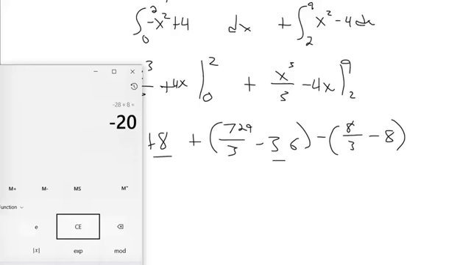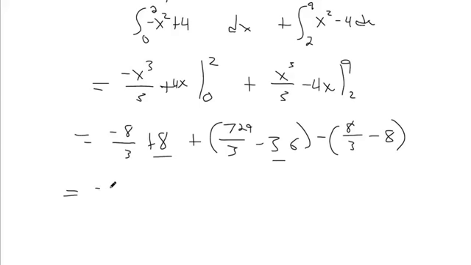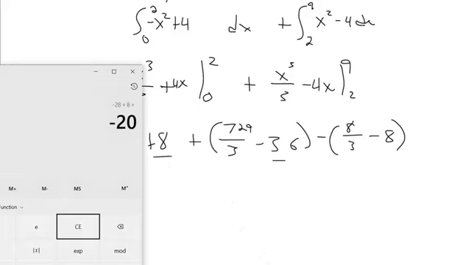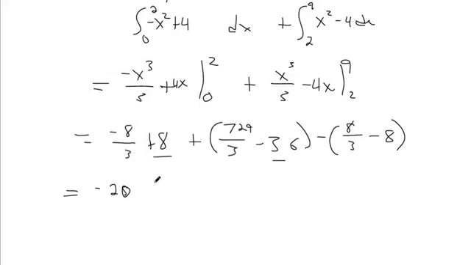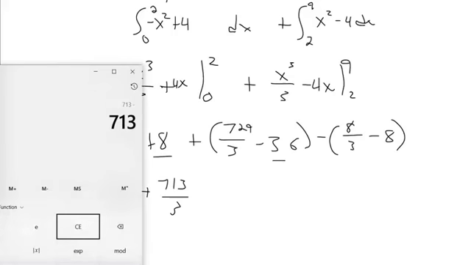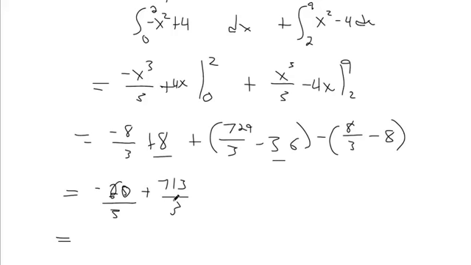So we get -20 for the whole numbers. And then the fractions, we got 729, that was plus a -8 thirds. And then subtracted by another 8 thirds, so that's 713 over 3. And if we get common denominators, that's -60 over 3. 713 subtracted by 60, I got 653 over 3.